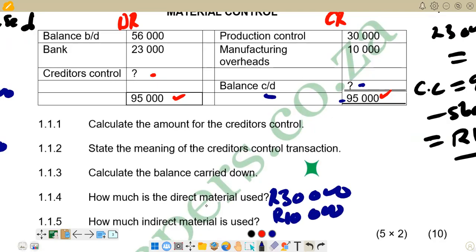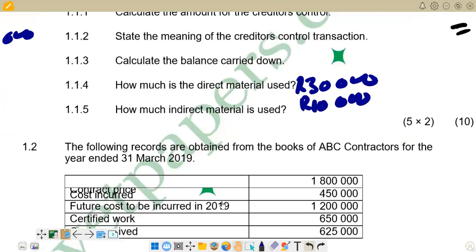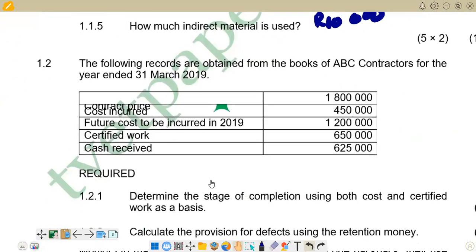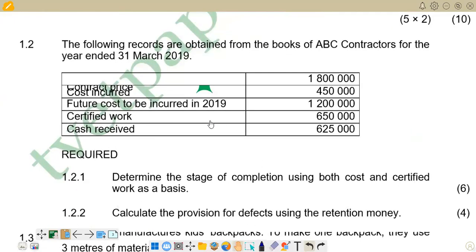So enough on the first part. That is our first part there. So go to the second part. The second part reads: following records are obtained from the books of ABC contractors for the year ended 31 March 2019. We've got a table that we're given there. And then the first part says determine the stage of completion using both cost and certified work basis. So we have got two methods there, using costs, and then we are also going to calculate using certified work. So we have our table there.